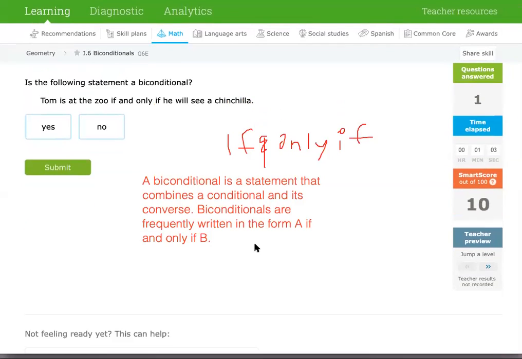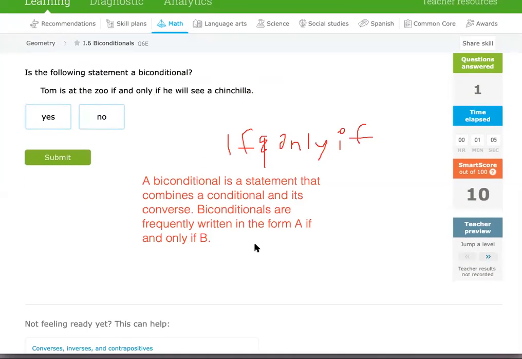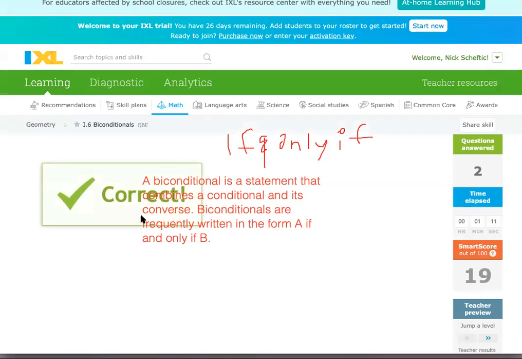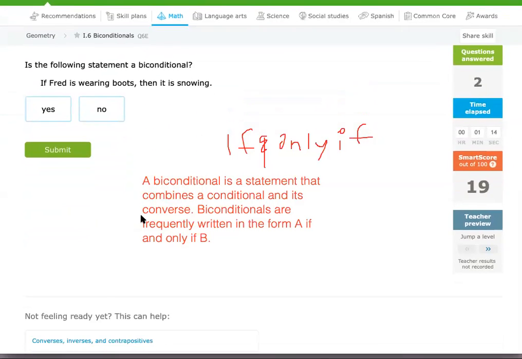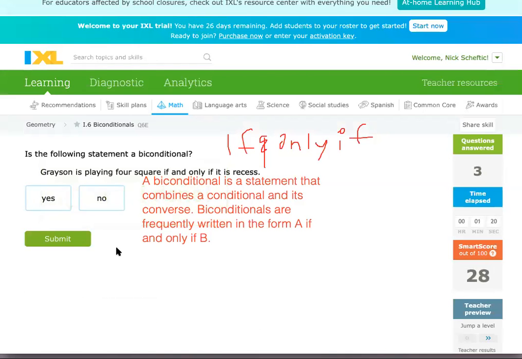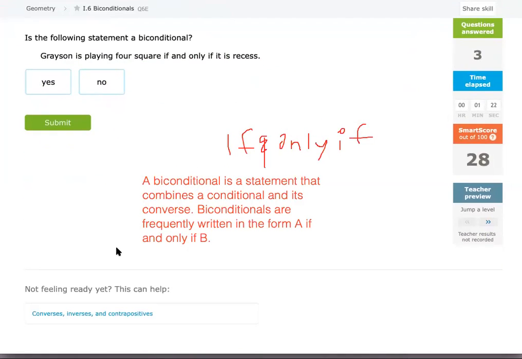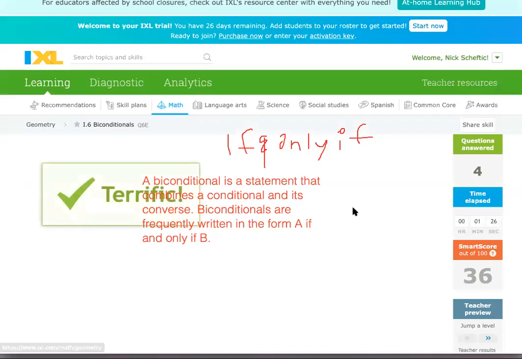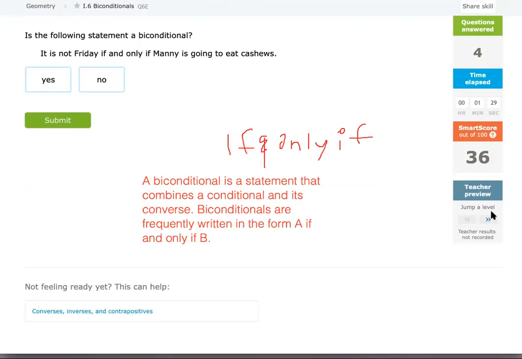Okay, the following statement A is a biconditional. Tom is at the zoo if and only if he sees a chinchilla. Yes. Okay. And then next one, if Fred is wearing boots, then it is snowing. No, there's no if and only if. Okay, so you kind of get the hint on this one. Grayson is playing Foursquare if and only if it's recess. Yes. Okay. All right, so let's jump ahead here.